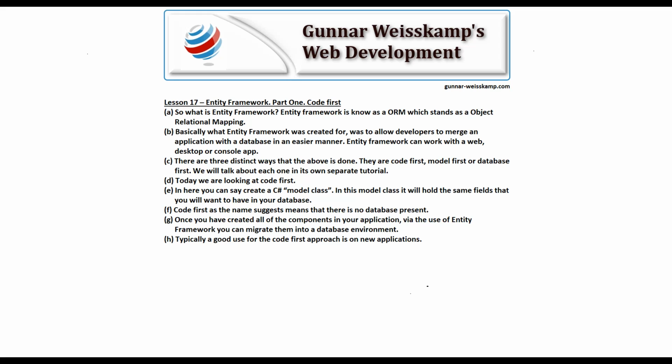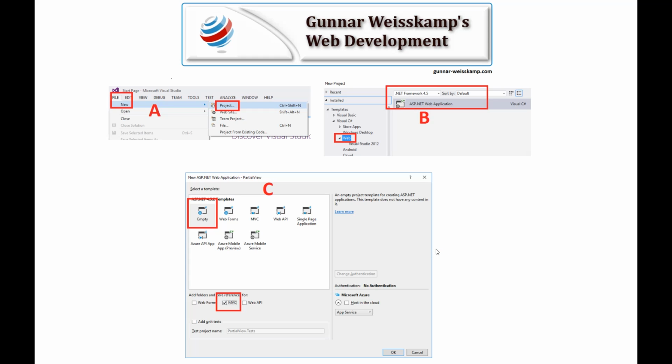But enough on that. Let's have a look at code first. So it's good to just have an understanding of things. To create today's app, I'm using Visual Studio 2013. First go to New Project as shown there, then here in Web, just as shown here in B, I've got 4.5 as the framework, and in C we want an empty MVC application.